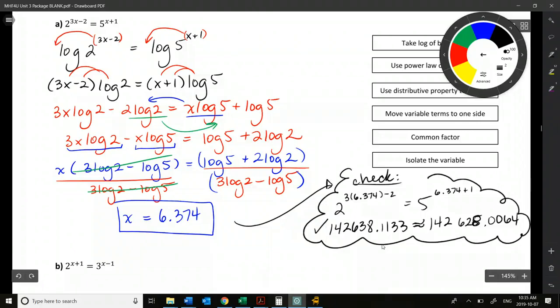What's that? Oh, yeah, I guess it is. Let me just double check. 3 times 6.374 minus 2. Yep, it's off by about 10. Yep, the more you round an exponent, the more your final answers will be off. But I think we can be at least relatively confident. I feel like it shouldn't be this far off though.